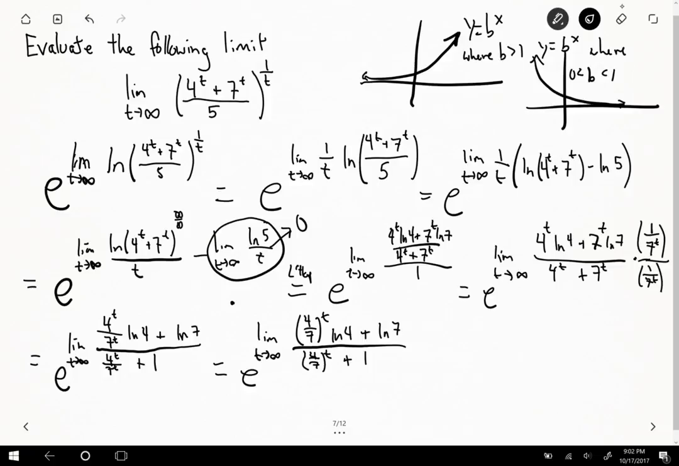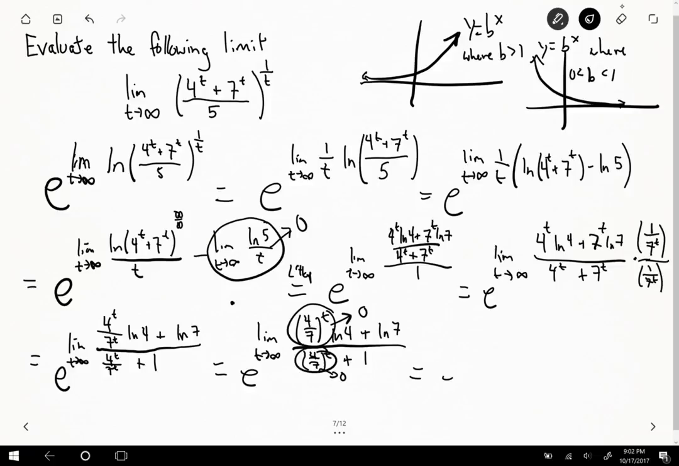4/7 lies between 0 and 1. And the way to see that, just try 1/2, for example. If I take 1/2 and I square it, I get 1/4. If I take 1/2 and I cube it, I get 1/8. What am I doing? I'm getting smaller and smaller numbers that are getting closer and closer to 0. So this whole thing right here goes to 0. And this whole thing goes to 0.